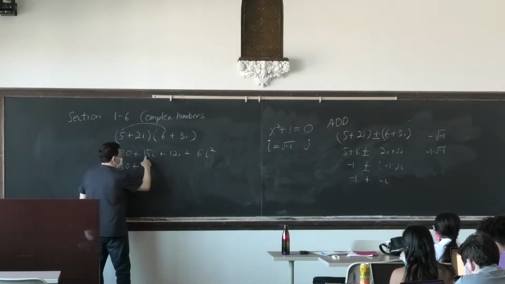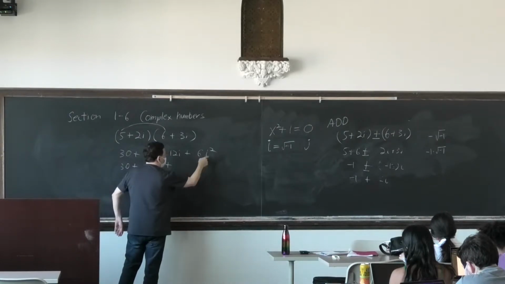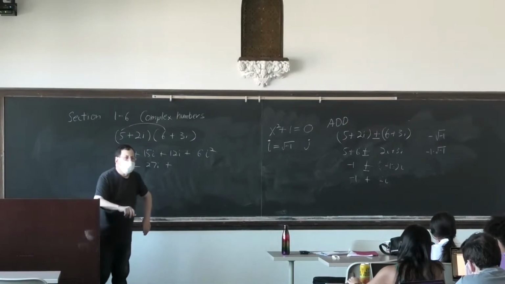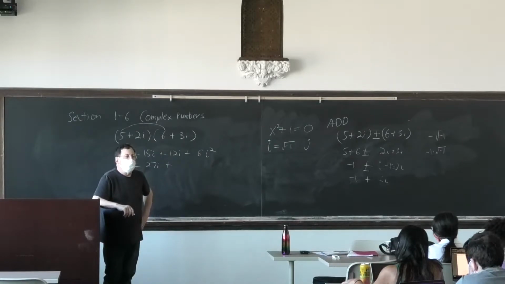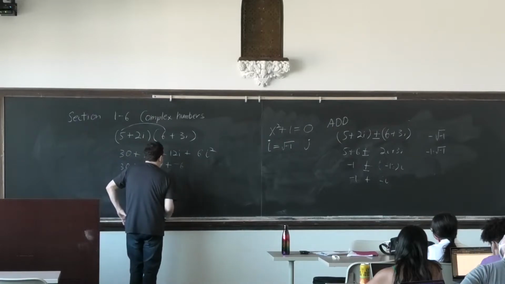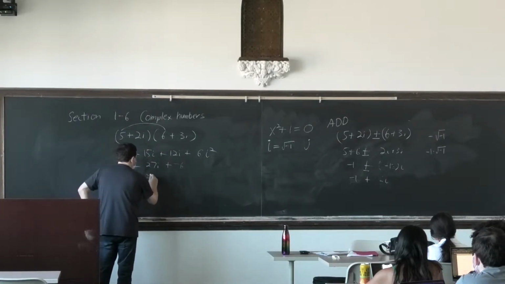30 plus, 15i plus 12i is 27i. 6i squared. What's i squared? Just -1, right? That's how we defined it. So this just becomes -6. 30 minus 6 is 24. 24 plus 27i.